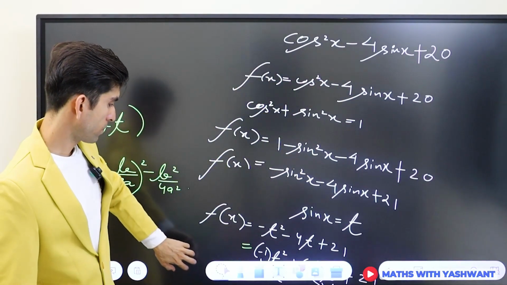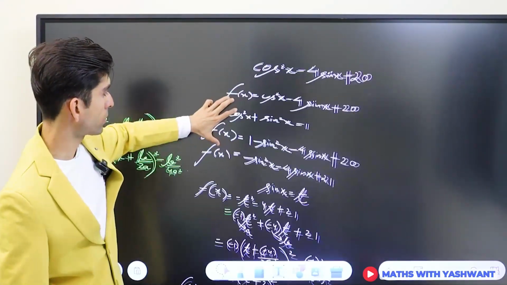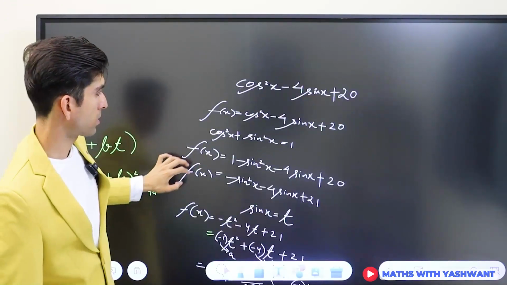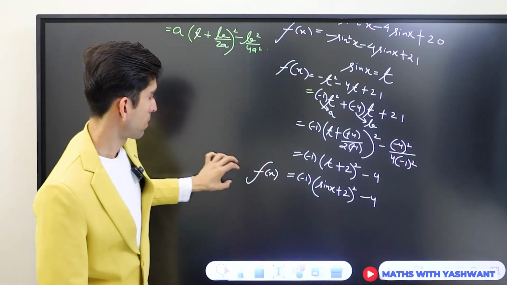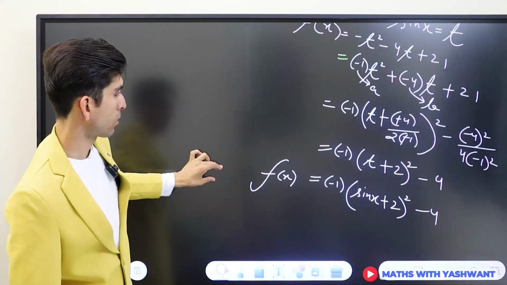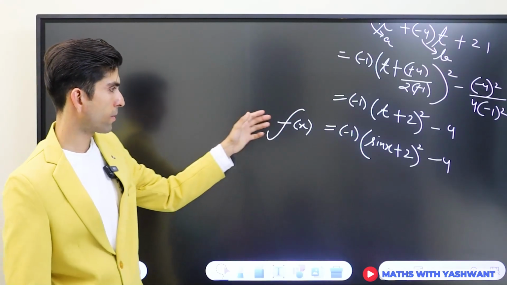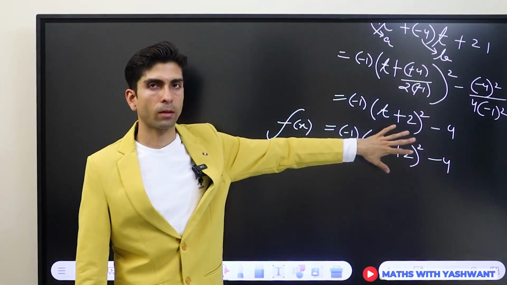Okay, and we did some modification. We used the square completion process also, and we have this f(x) as negative 1 into sin x plus 2 whole square minus 4. Now this is a perfect square form.